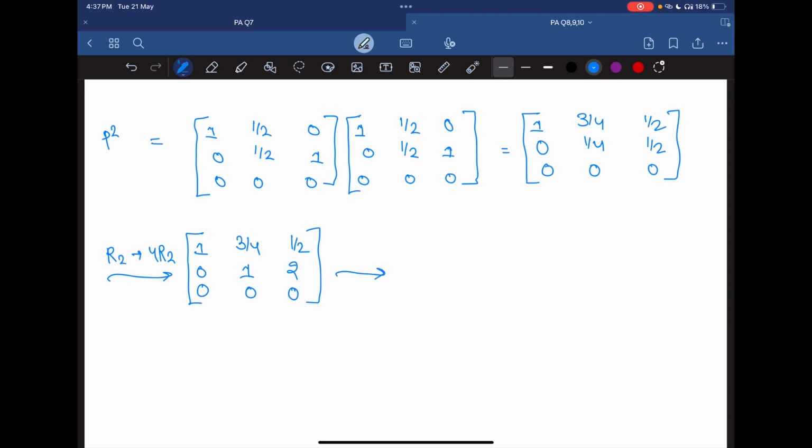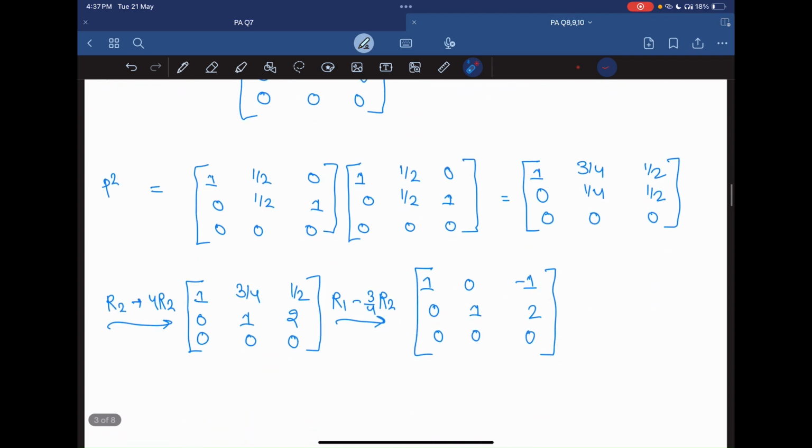So for that, we can do R1 minus 3 by 4 R2. So 1, 0, minus 1, 0, 1, 2, 0, 0, 0. So now this matrix is in its RREF form.